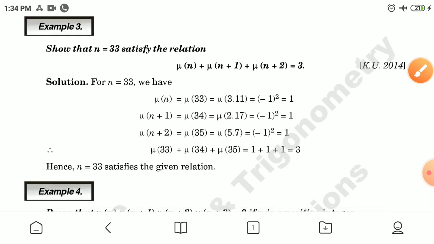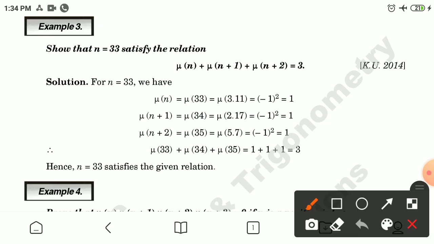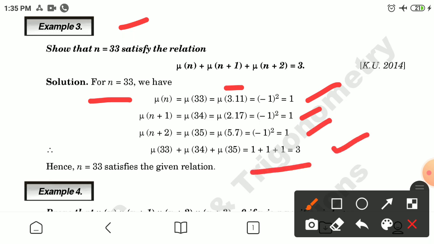Now example number third, show that n equal to 33 satisfies the relation μ(n) plus μ(n+1) plus μ(n+2) equal to 3. Since it is given that n equal to 33, therefore μ(n) is equal to μ(3 into 11), that is (-1) squared, value is 1. μ(34) has value 1, μ(35) has value 1, therefore the total sum is 3, hence the result.